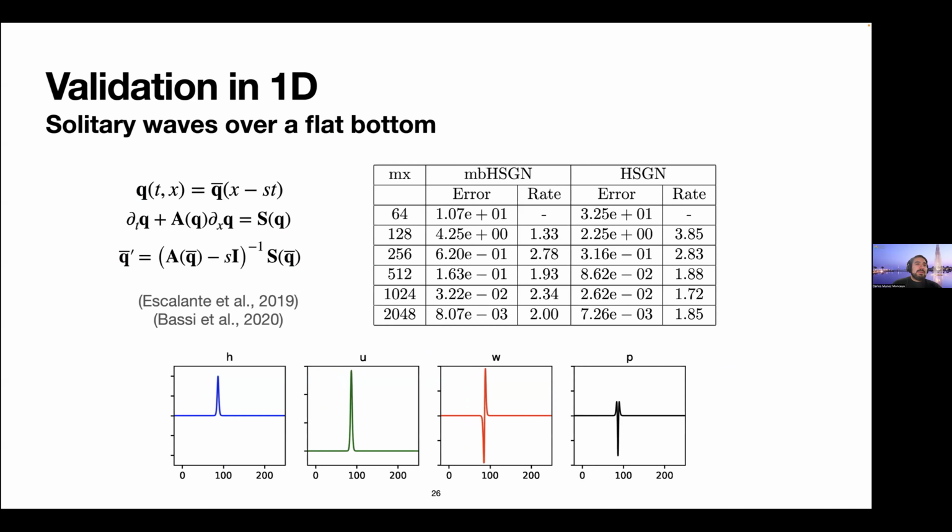So how does the solver behave in 1D? We can start with solitary waves over a flat bottom, for which to compute the initial profile, we just solve this ODE system to very high accuracy. We use Runge-Kutta 8 in this case, and we get the desired rate of convergence. Even though we're using Godunov splitting here, we're getting second order of convergence.